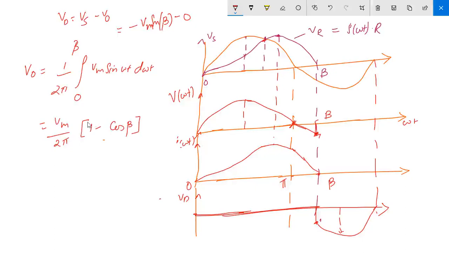And what about the conduction period, gamma d? Conduction period is from 0 to beta, so beta cycle, you can say, and beta will always be greater than pi. So the beta angle is always greater than pi.